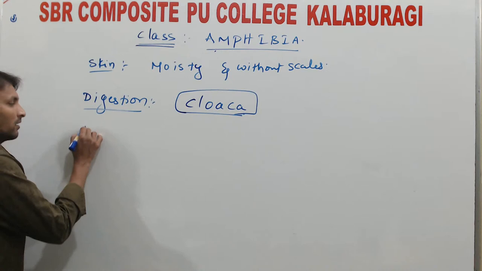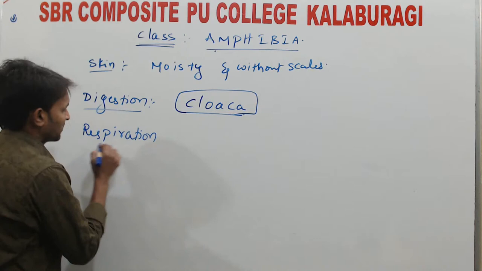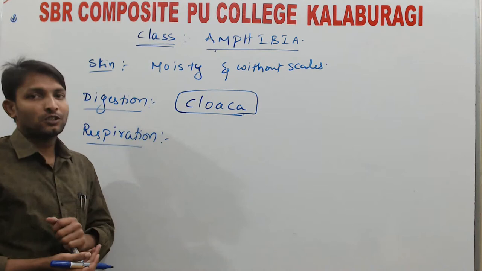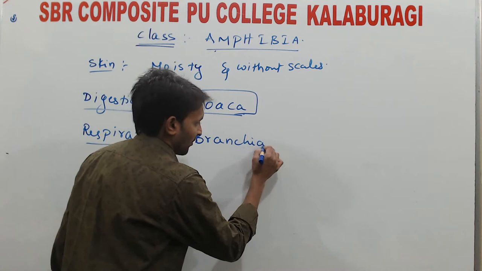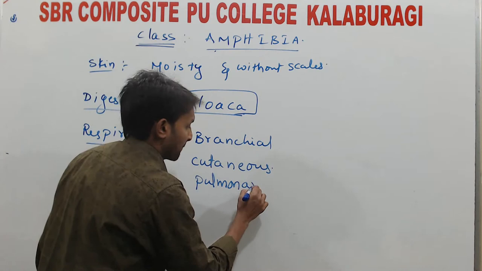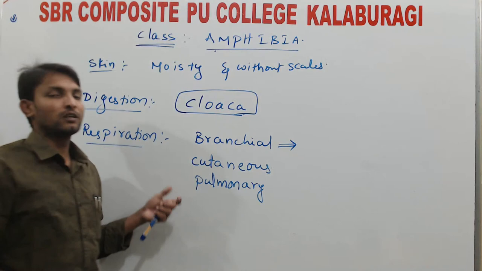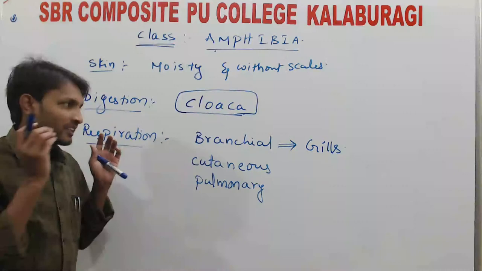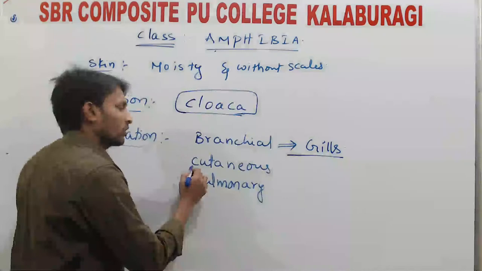Next important thing is respiration, very important. Here three types of respiration you can find. The first one is branchial respiration, the second one is cutaneous respiration, and the third one is pulmonary respiration. Branchial respiration means exchange of gases through the gills. In the early stage of life you can see external gills, so there is an exchange of gases with gills.